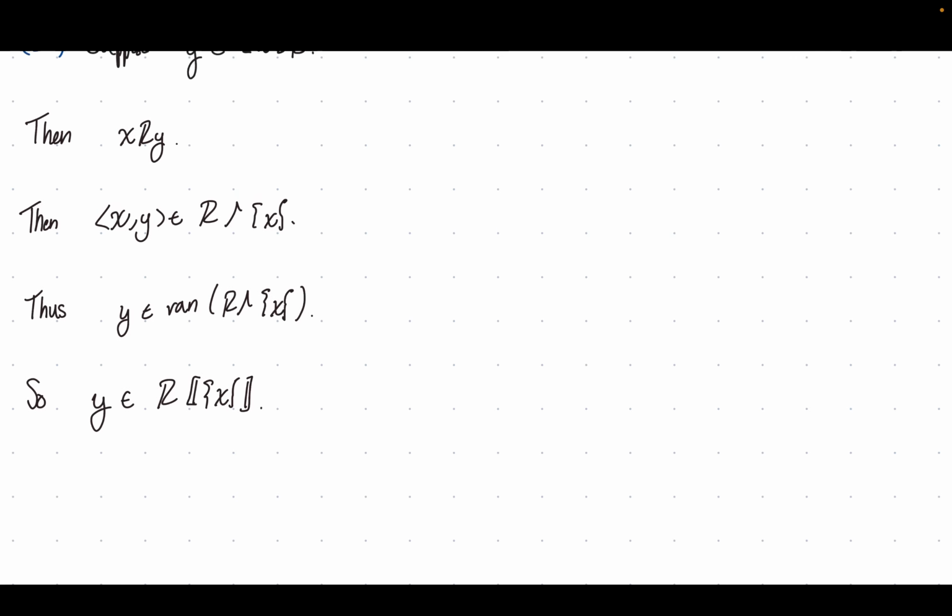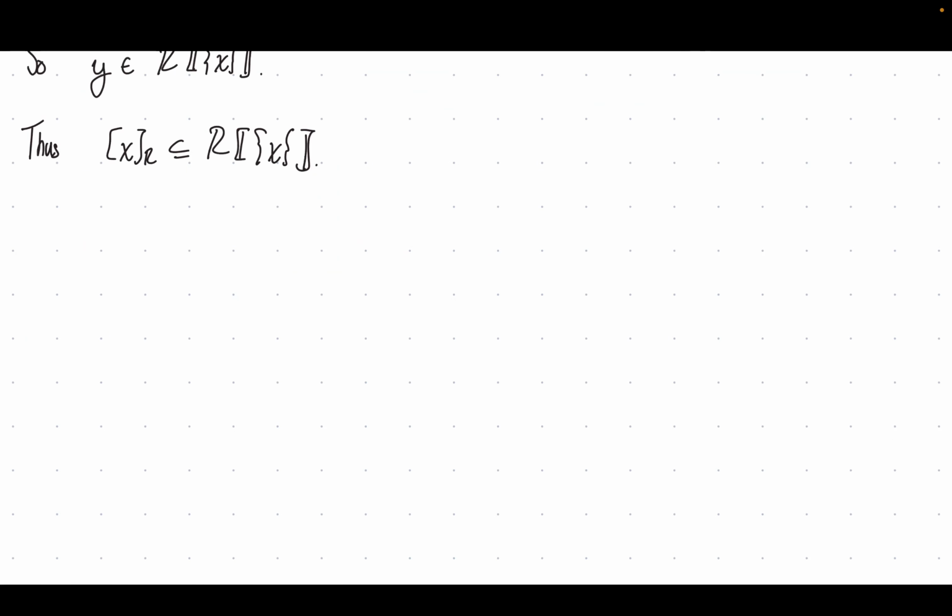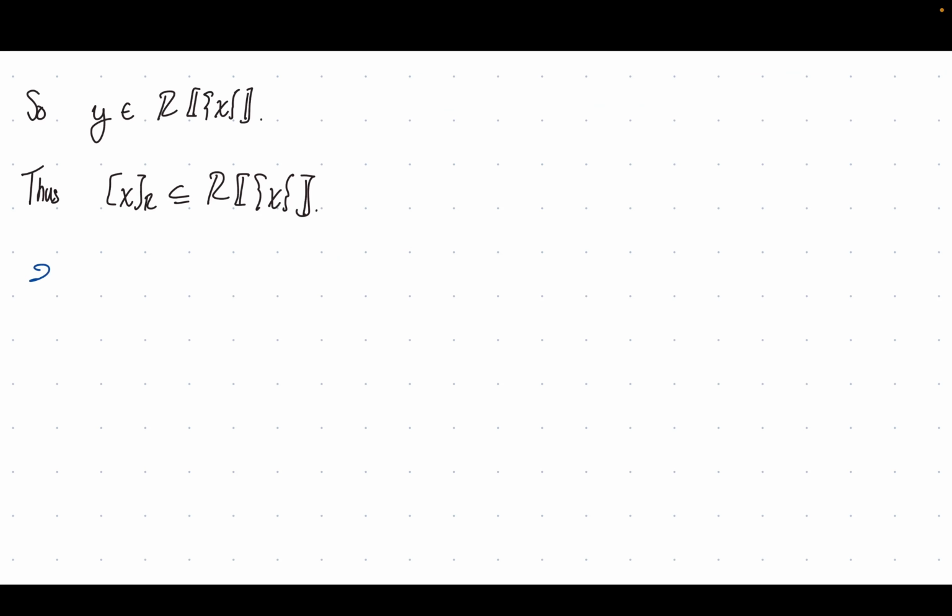And thus the equivalence class of x modulo R is a subset of the image of R under the set containing x. There we go. Okay, and now we're going to do it backwards.